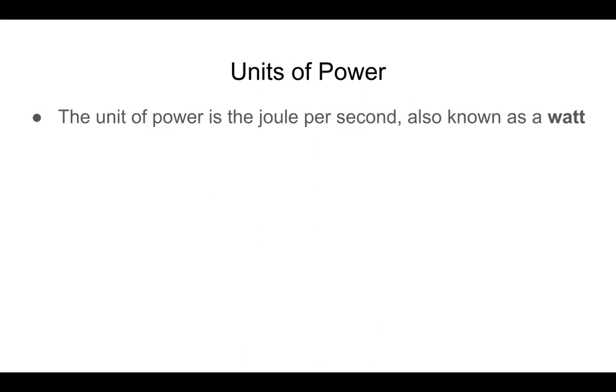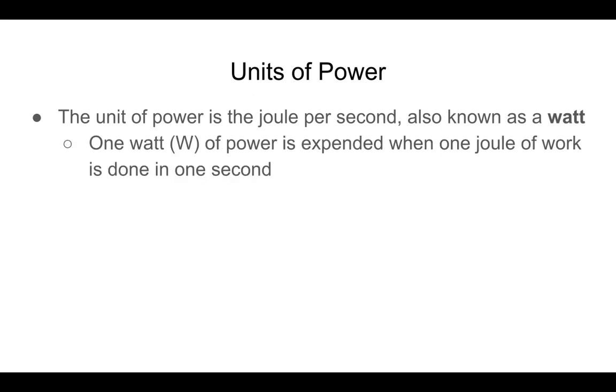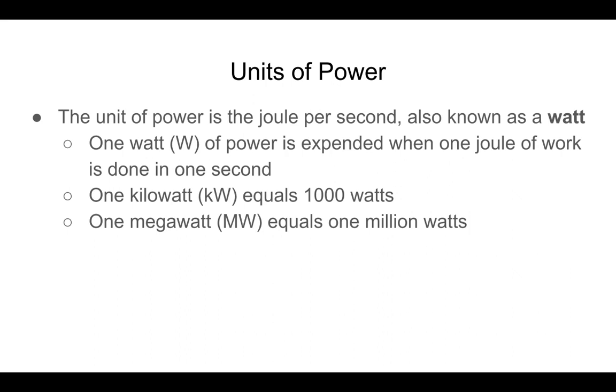Now the unit of power is a joule per second because it's work over time. So that's also known as a watt. This was named after James Watt. 1 watt of power is expended when 1 joule of work is done in 1 second. A lot of the time we'll use kilowatts. You've probably heard that before. And that, of course, is equal to 1,000 watts, just like kilograms is equal to 1,000 grams or kilometers is equal to 1,000 meters. So that's the same conversion you've heard before.